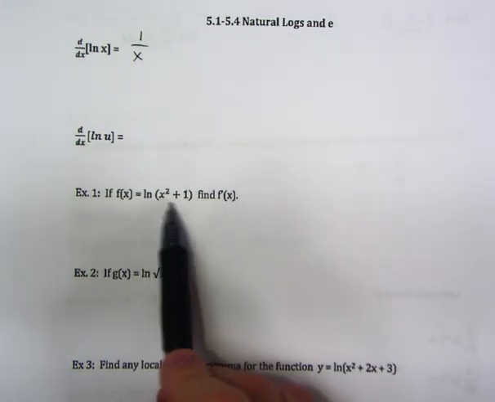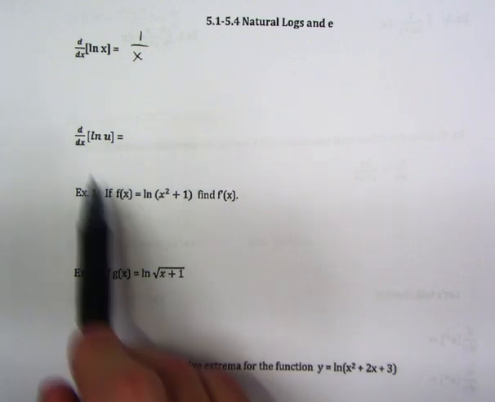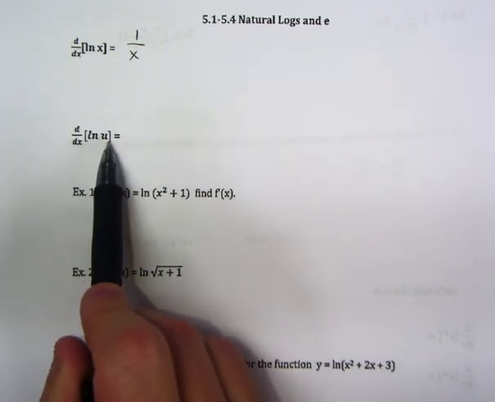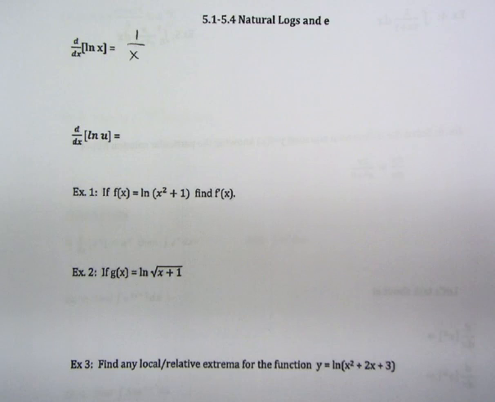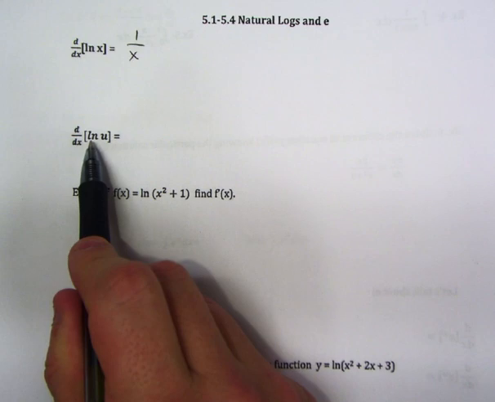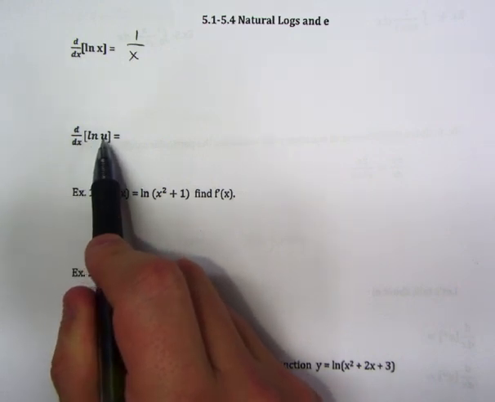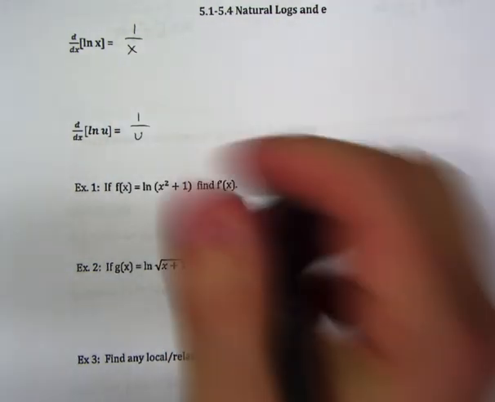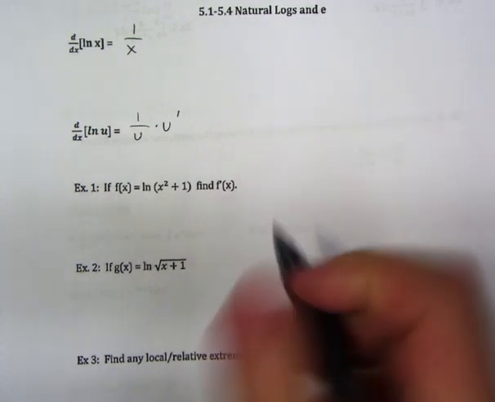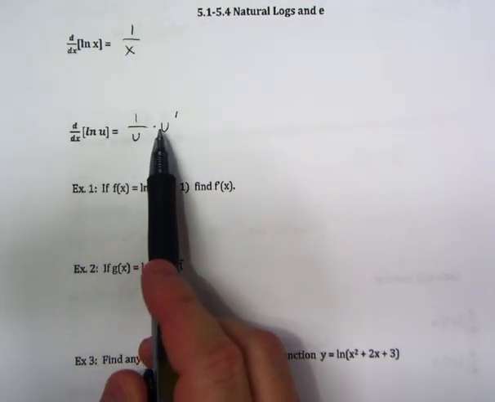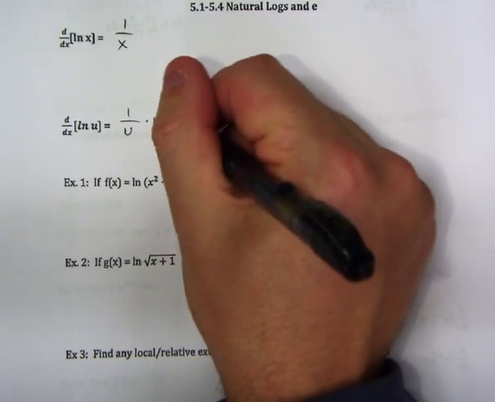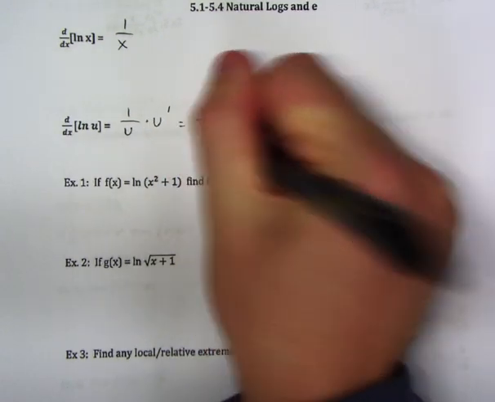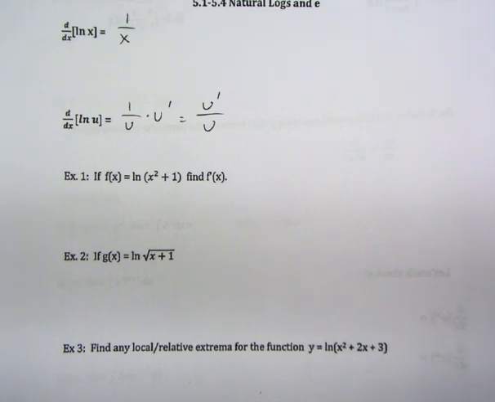Oftentimes, there's going to be a function inside the natural log. So we call that u, like u is a function of x. It's the same rule, except now we have to apply chain rule because we have an inside function as well. So if we want to find the derivative of the natural log of u, being some function of x, well, it's 1 over u times u prime. So it's 1 over the thing inside the log times the derivative of what's inside the log. A lot of times you'll see that rule written as u prime over u. So it's the derivative of the inside over the inside is what that rule is. Again, you just have to remember it.